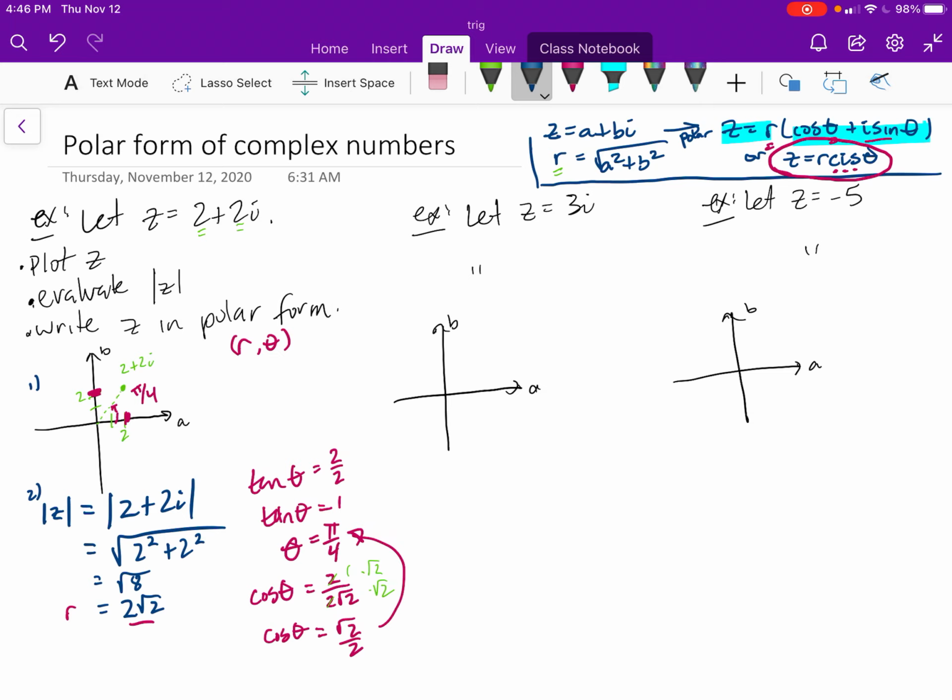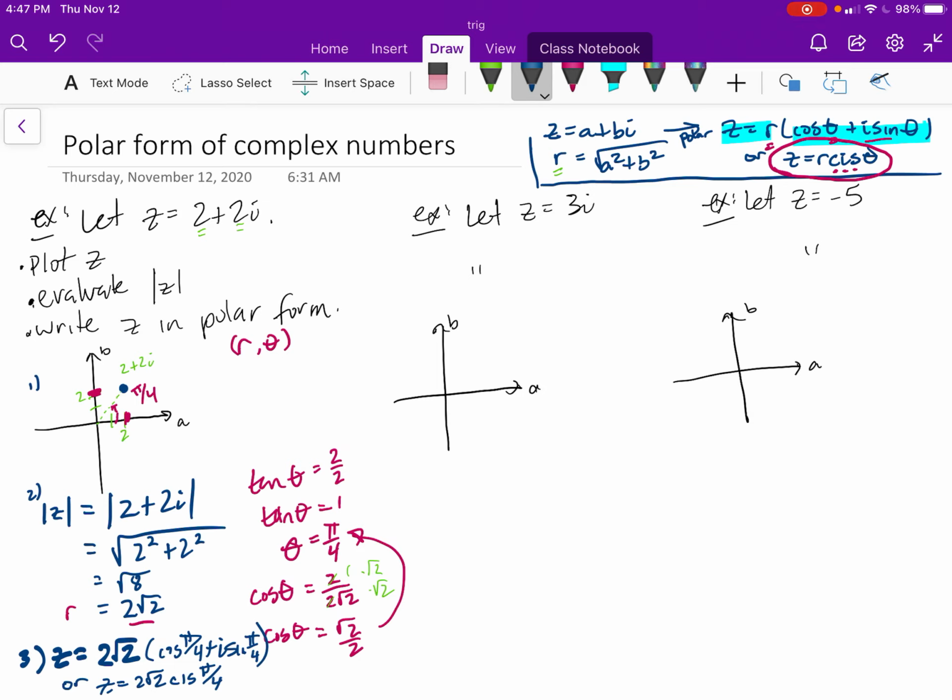So for step 3, z is equivalent to r, 2 root 2, parenthesis cosine pi over 4 plus i sine pi over 4. That is your answer. Or you could write z equals 2 root 2 cis pi over 4. That is the polar form of that complex number 2 plus 2i. So this point here, that's another way of writing it.